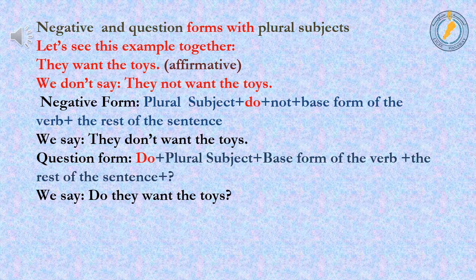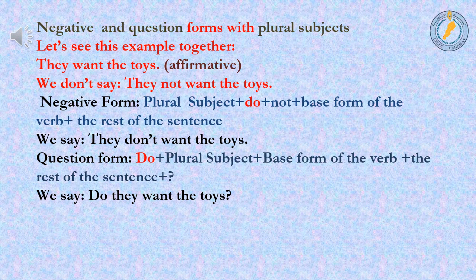So in order to make it negative, I have to add one of the forms of the verb do in the present, which is do. So the negative form becomes: plural subject, or I. So I have to use either I, they, we, or you, plus do, plus not, plus the base form of the verb. Then I add the rest of the sentence. So the sentence becomes, in the negative form, they don't want the toys.